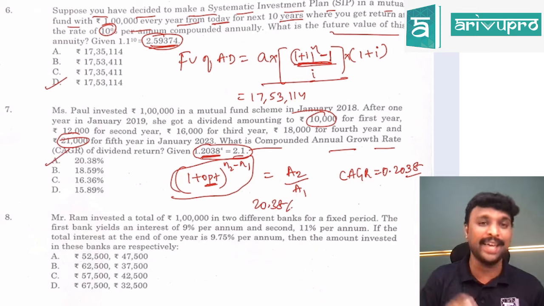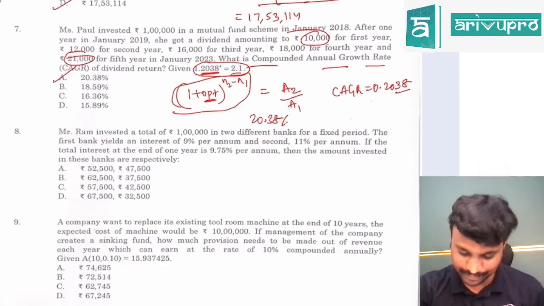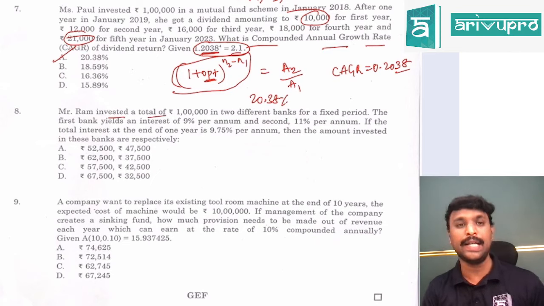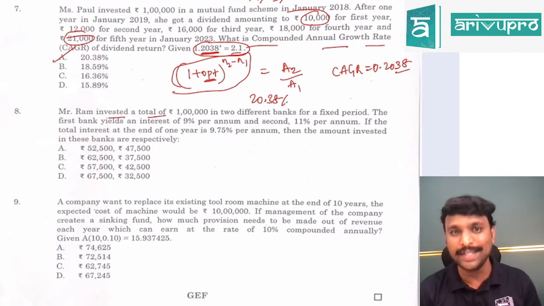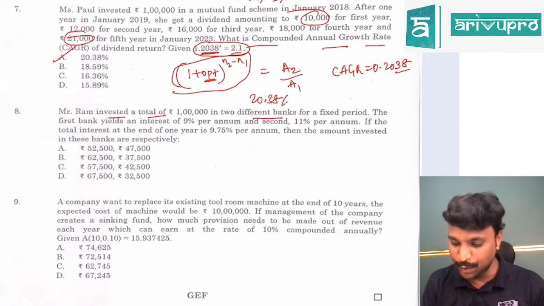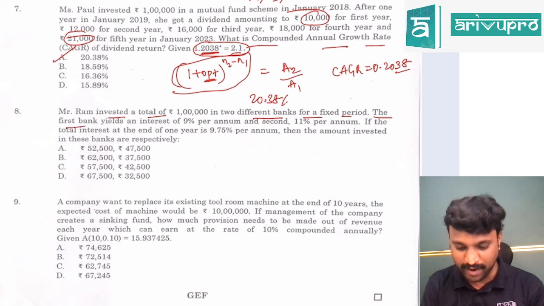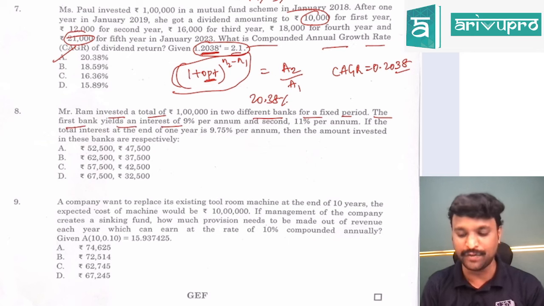20.38%. Option A is the answer. Have you understood? Look at the next question. Mr. Ram invested a total of 1 lakh in 2 different banks for a fixed period. The first bank yields an interest of 9% per annum and the second at 11% per annum.